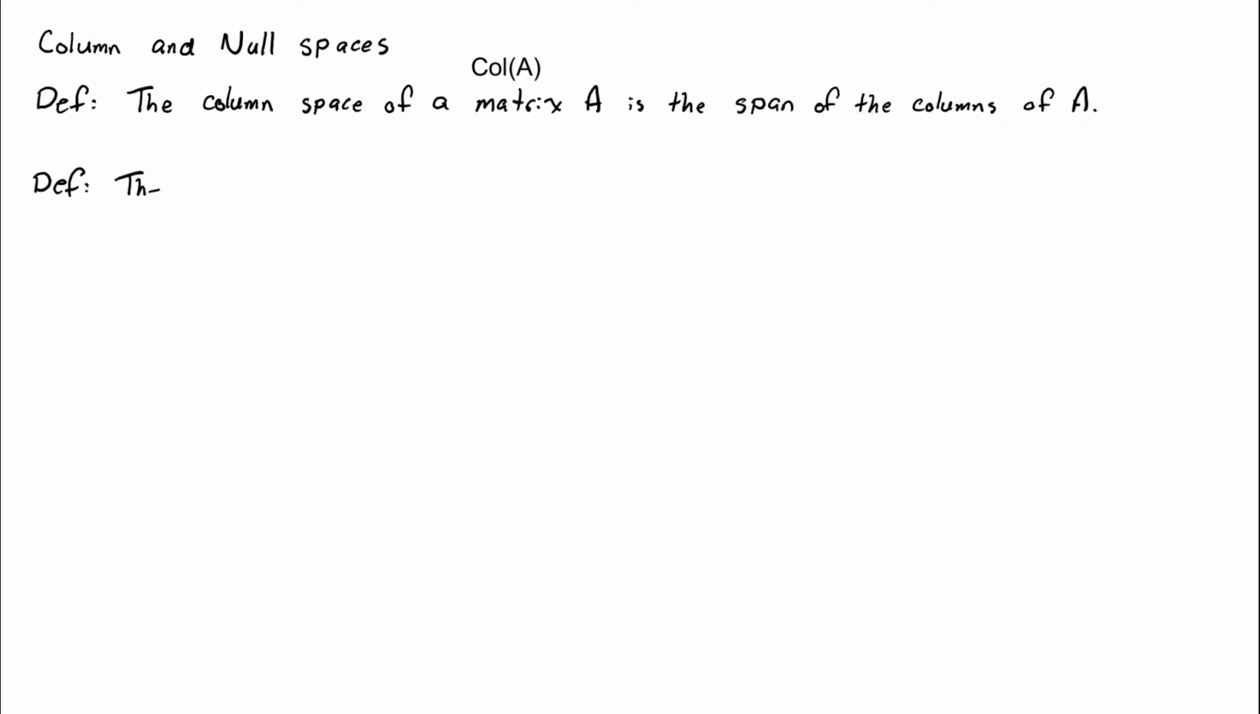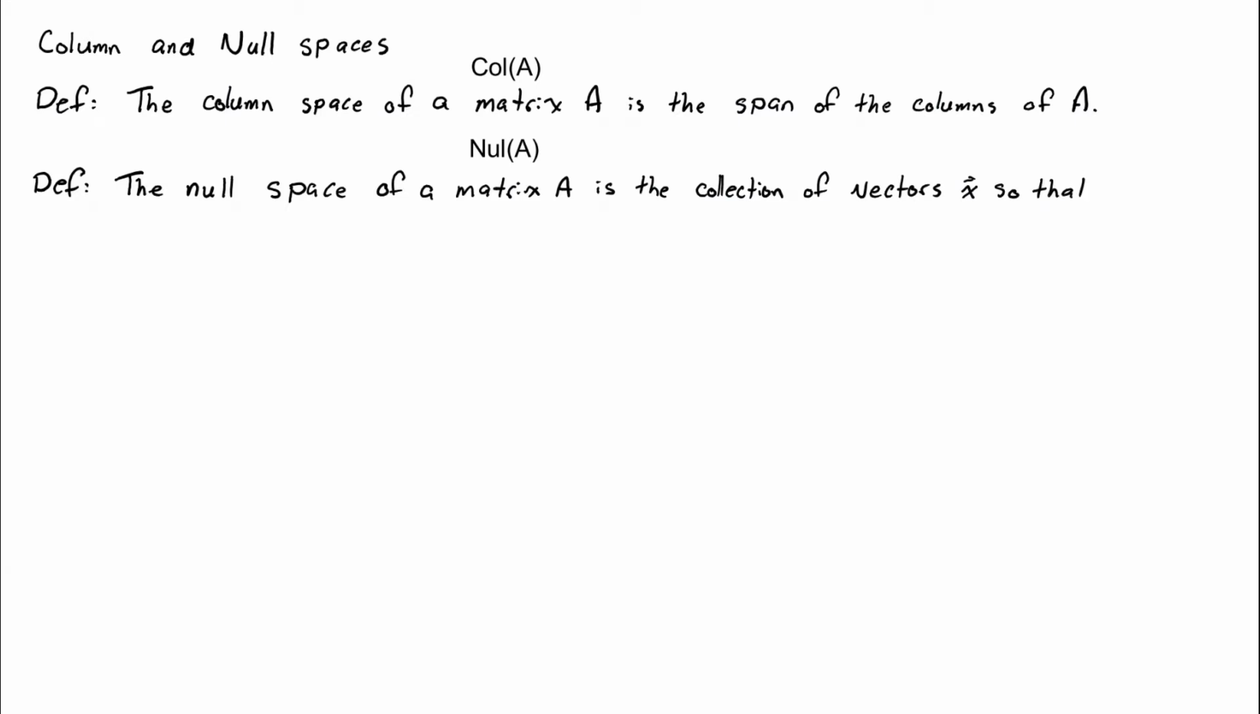The column space of a matrix A, denoted col A, is the span of the columns of A. The null space of a matrix, denoted null A, is the set of all vectors x so that Ax equals 0. Both the column space and null space are subspaces of wherever they live. I'm sure you'll have to prove this eventually.